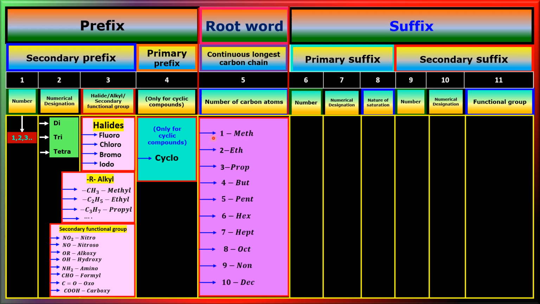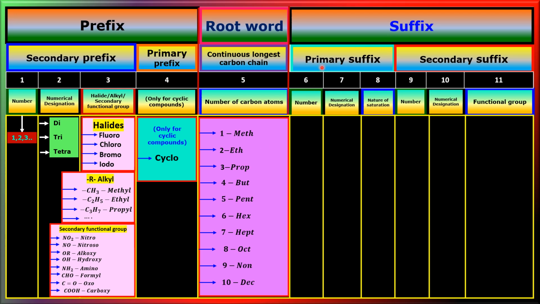And here, depending upon the number of carbon atoms, we have to name the root word as, if one carbon atom is there, meth, 2 carbon atoms are there in the chain, it is eth. If 3 carbon atoms are present in the longest chain, prop, 4 carbon atoms, but, pent, hex, hept, oct, non, dec, like this.